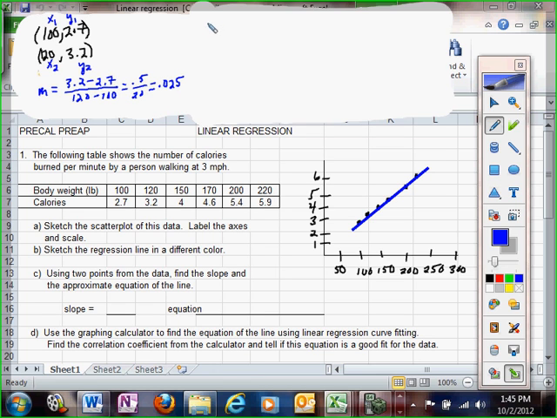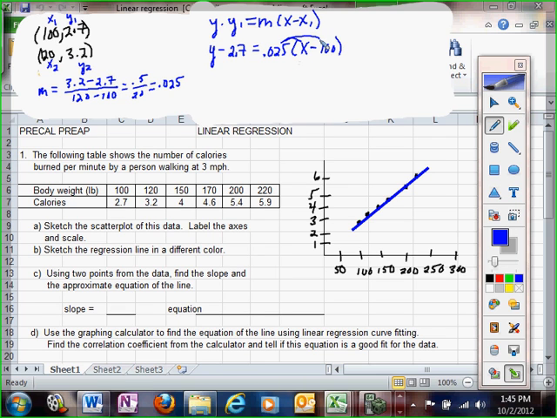So now I want to use point slope, which is y minus y1 equals m times x minus x1. And I'm going to plug in a point, and I can pick either one. I'll just use x1, y1 here. So I've got y minus y1 is 2.7 equals m is 0.025, and then x minus x1, which is 100. And then just simplify. Solve for y, distribute, add 2.7 to each side, and you're done.